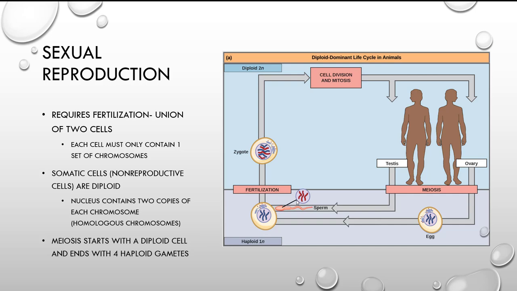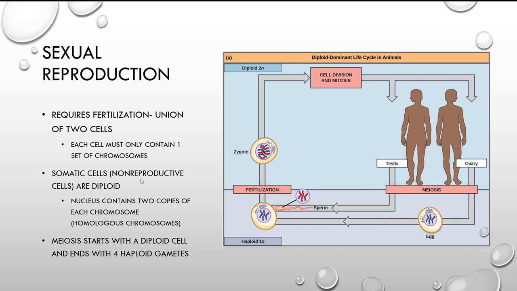Okay, so in us humans, we are diploid. And so most of our cells in our body are what we call somatic cells. Somatic cells are non-reproductive cells. The nuclei of each one of our somatic cells contain 2 copies of each of our chromosomes. And we talked about those copies being homologous. One of those copies came from our mom, one of them came from our dad.